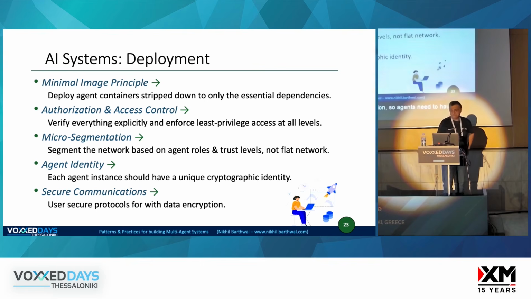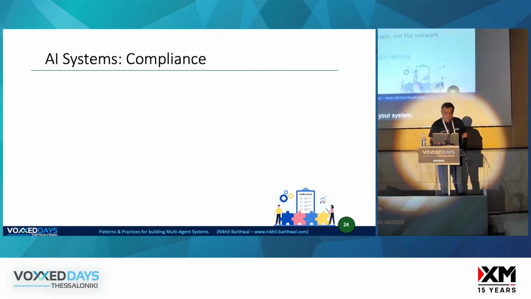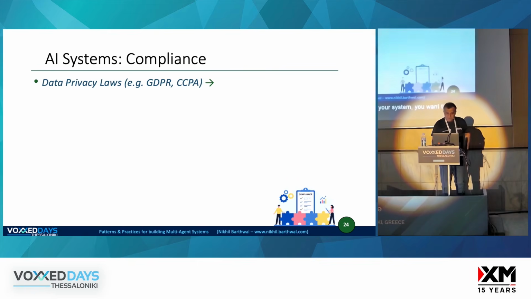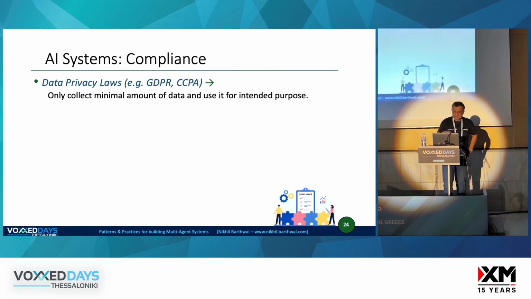Secure communications. Especially with outsiders outside your system, you want to have secure communications, data encryption, compliance, GDPR. There's the California Privacy Act. I forgot the full form of it, but it's like California Privacy Act, something, something. Collect the minimum information required only for the intended purpose.